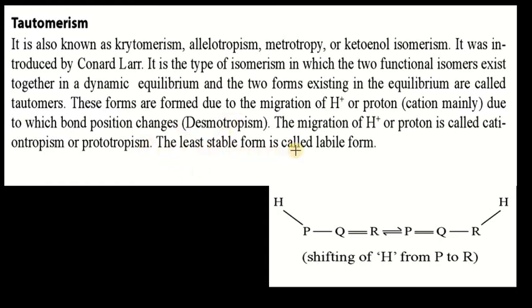The least stable form is called the labile form. Here you observe shifting of hydrogen from P to R. See here, in this we have the hydrogen shifting to R. So in this shifting case, a dynamic equilibrium exists. Okay, let us see the next one.